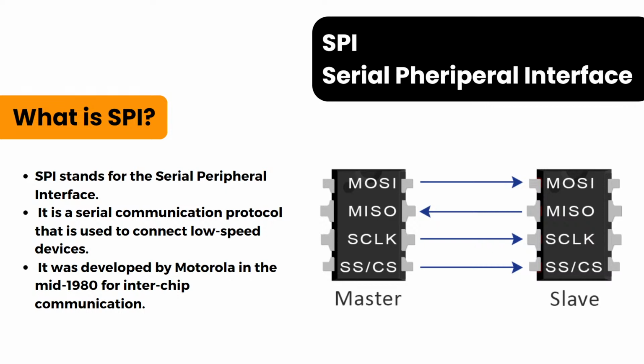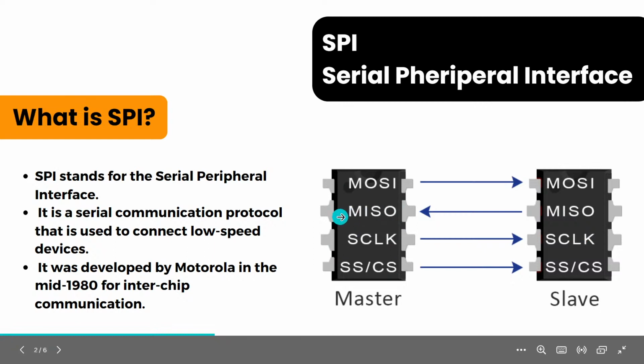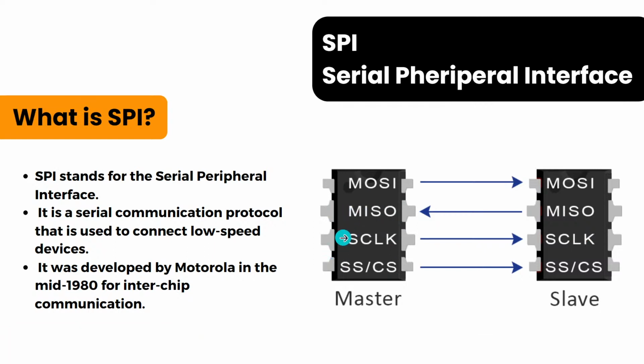Devices which communicate via SPI are in a master-slave relationship. Here it is a master, here it is a slave. The master is the controlling device, usually a microcontroller. The slave can be a sensor, a display, or a memory chip, but usually the master is a microcontroller. The slave takes instructions from the master.